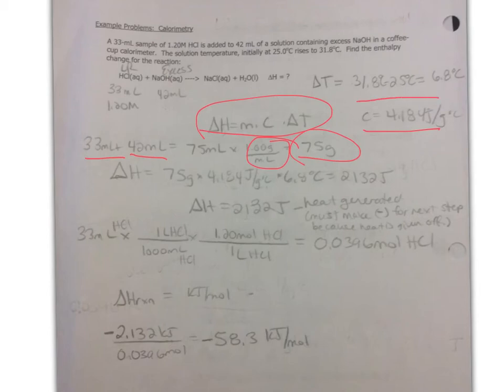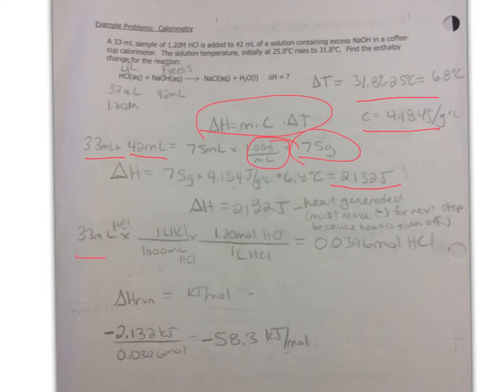So now it's simply plugging everything in. 75 grams times 4.184 joules per gram degree C times 6.8 degrees C gives me 2,132 joules. So this is the heat generated. I need to make it negative for the next step because the heat is given off in the reaction.